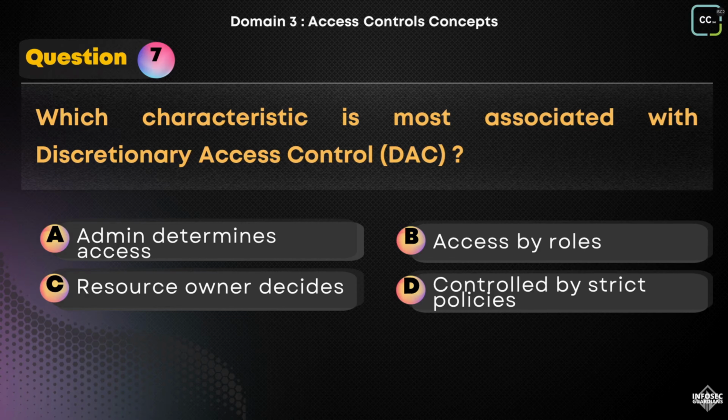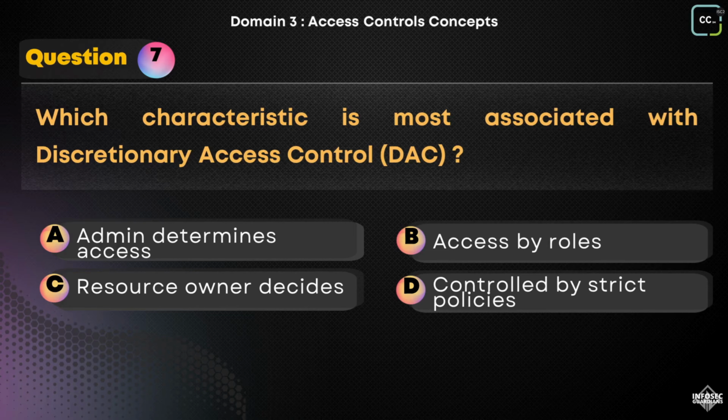Option A. In DAC, the control over access is given to the resource owner, not the administrator. The administrator may have overall system control, but individual resource owners determine who can access their resources. Option B, access by roles is a characteristic of role-based access control, RBAC, where permissions are assigned based on job roles rather than the discretion of individual resource owners.